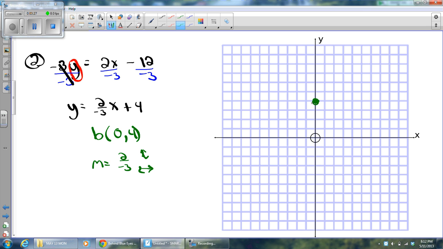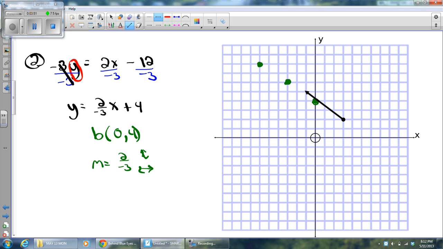Okay, and then I rise 2, and I go left 1, 2, 3. I rise 2, and I go left 1, 2, 3. Okay, remember, I only have to do 2 points. I do a couple extra just to make sure it works out pretty.